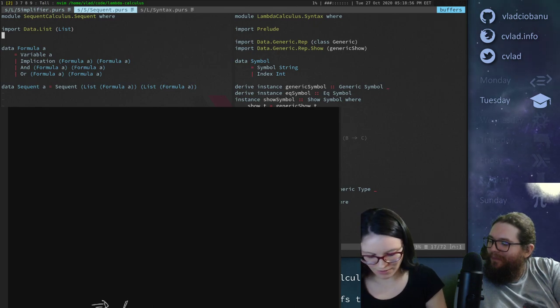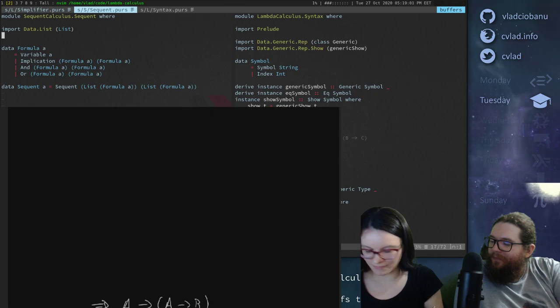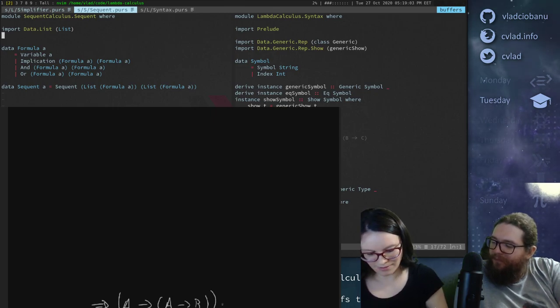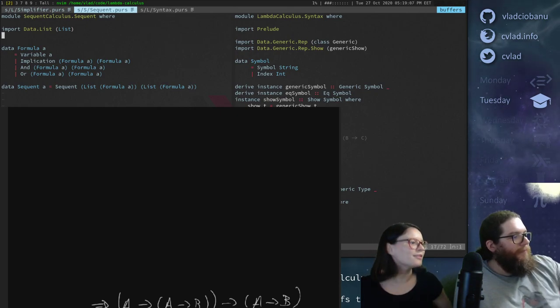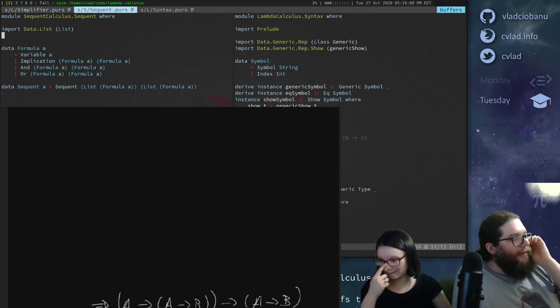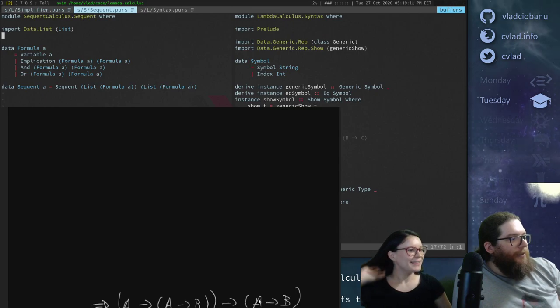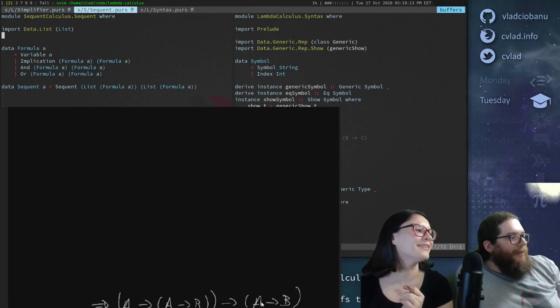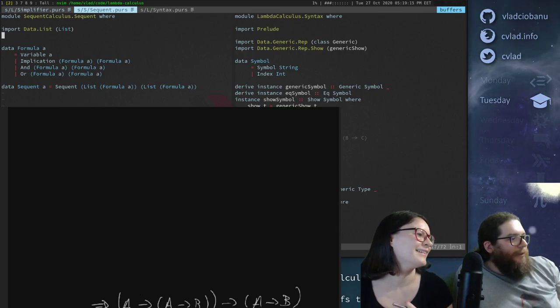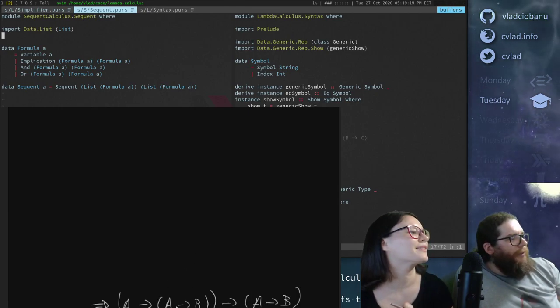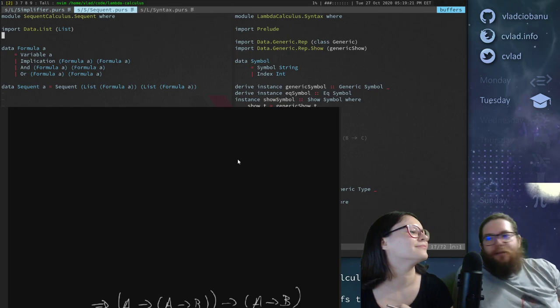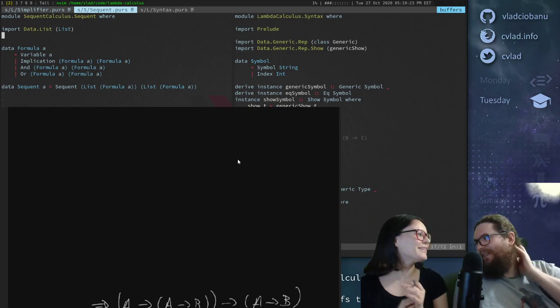A implies B, A implies B. Okay, Vlad, what do you think? Is this a tautology or not? Well, let me see. It's funny, we have an A, so we can plug it here, and then we get a function from A to B as a result. So we can plug A here. Yeah, it is.